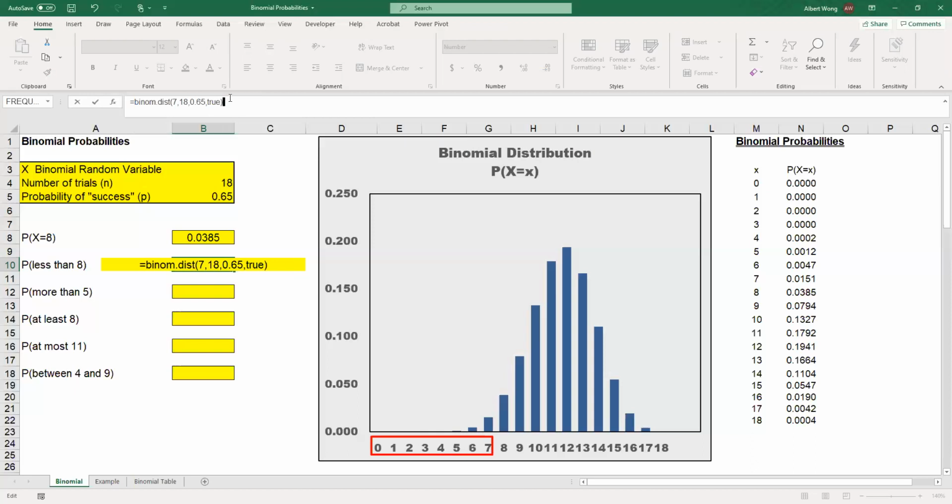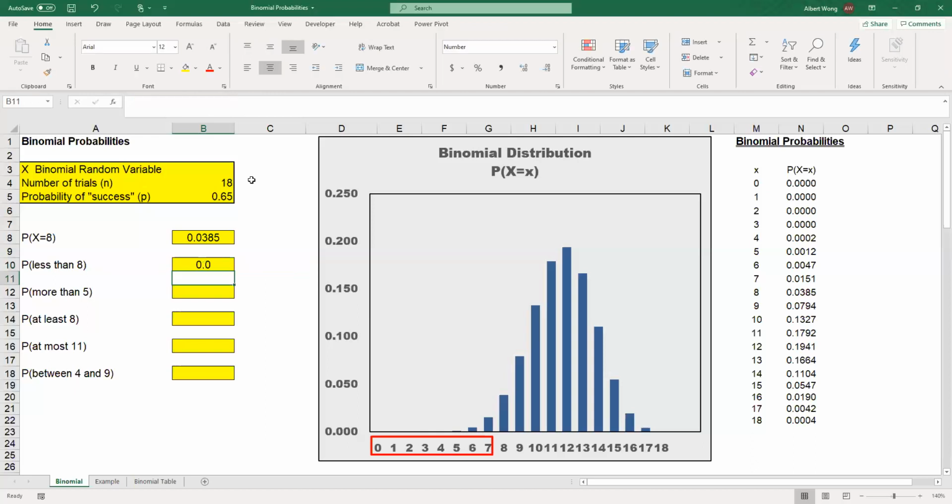Okay, so that's the function we would enter, and the number looks really small, right? 0.0, and you can see that this is really small. Now, if you give the number 3 or 4 decimal places, you can see that this number is not actually 0, it's 0.0212.